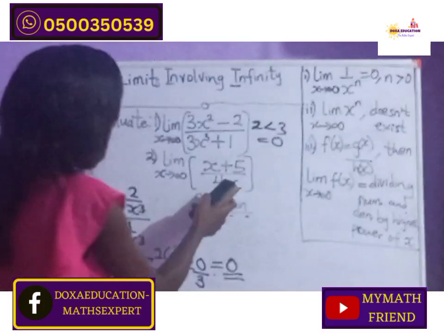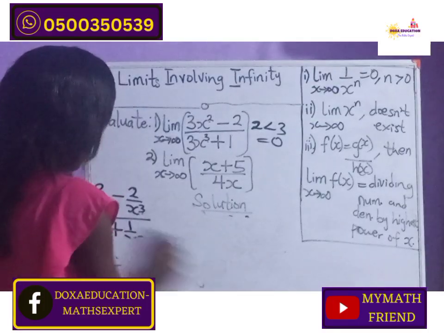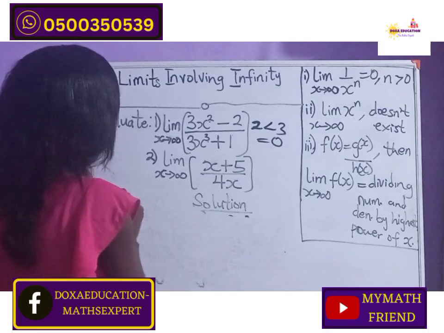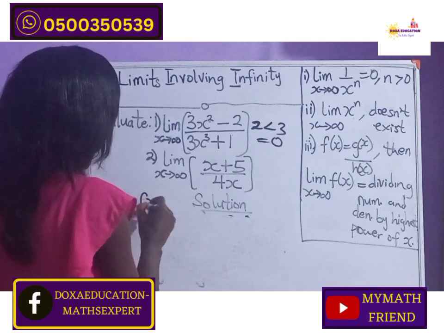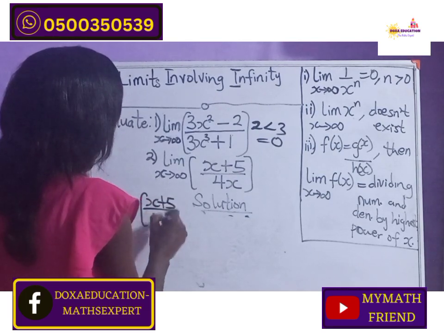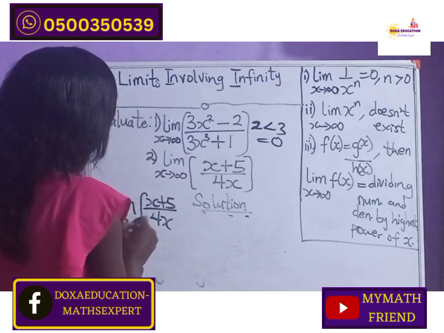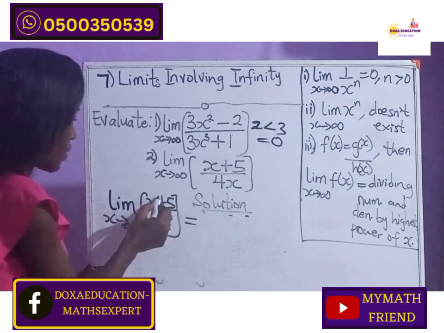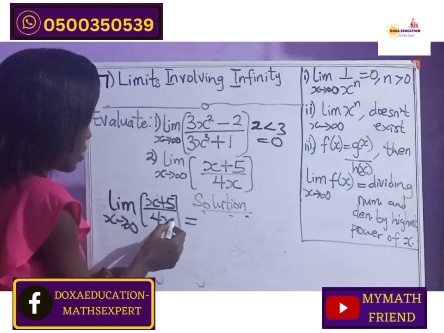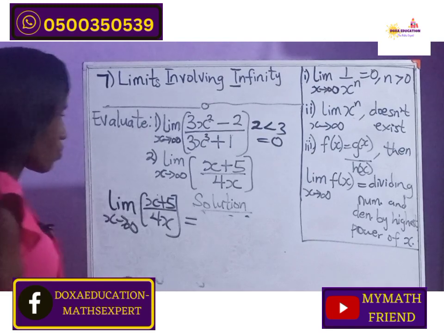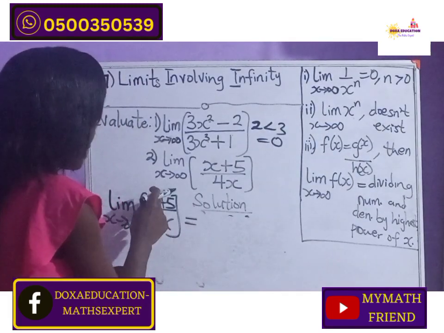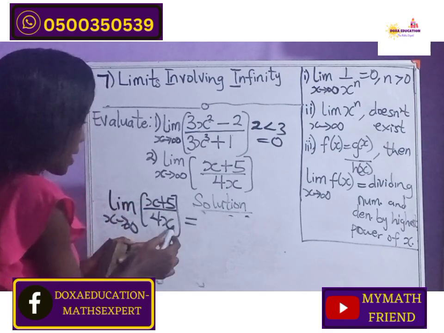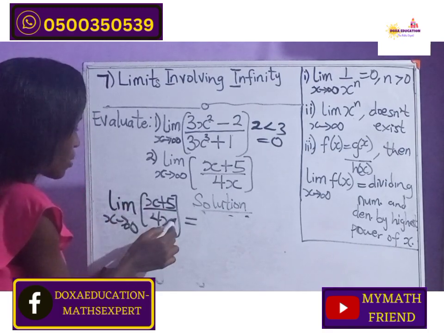Now let's look at the second one. You have the limit of x plus 5 over 4x as x approaches infinity. What's the highest power of x here? It's 1. And the highest power of x in the denominator is also 1. So again, we divide each term by the highest power of x, which is 1.